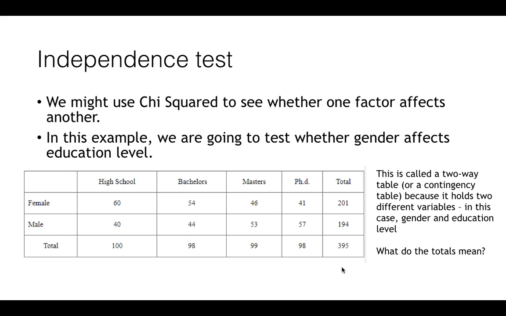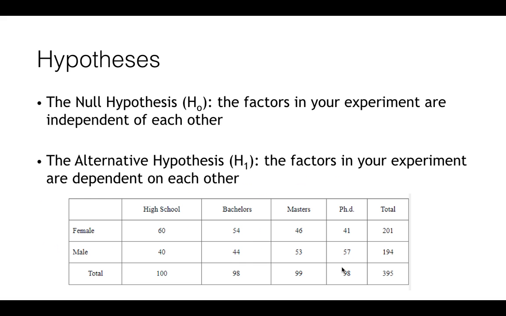Okay, so we're going to find out whether your gender affects the level of education you receive. How are we going to do that? Well, first things first, obviously we have to write our hypotheses. Now we need to be a bit careful because this changes now, because we're using a different type of chi-squared test. The null hypothesis is that the factors in the experiment are independent of each other.